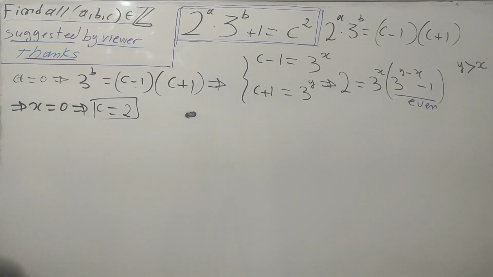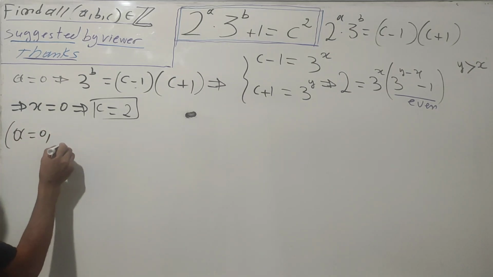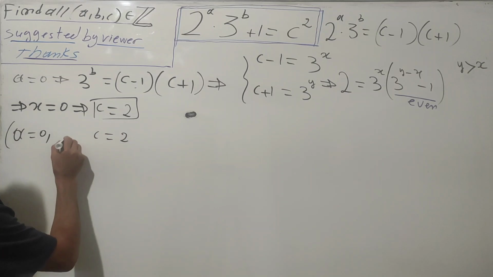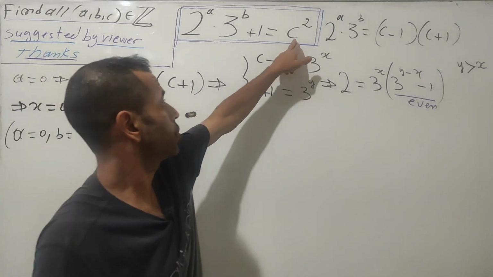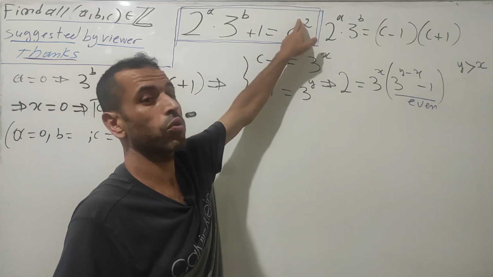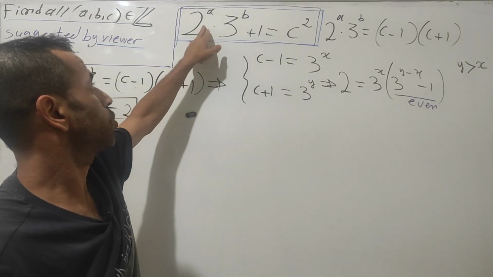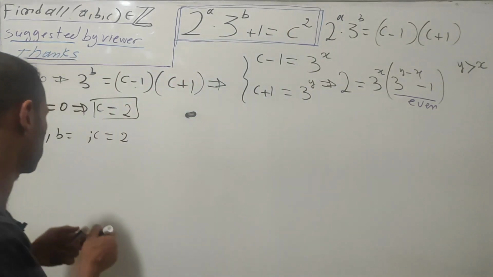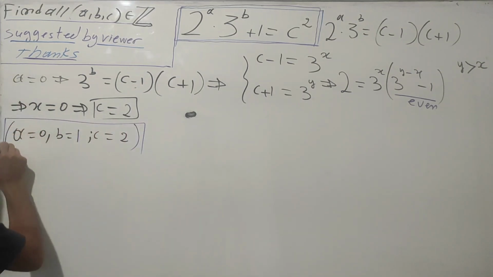Now I'm going to find b in this case, because I know a. So I have the first solution: a equals 0 and c equals 2. To find b, I have c squared, which is 4, and 4 minus 1 is 3. I get 3 to the b equals 3, which means b equals 1. So I have the first solution.